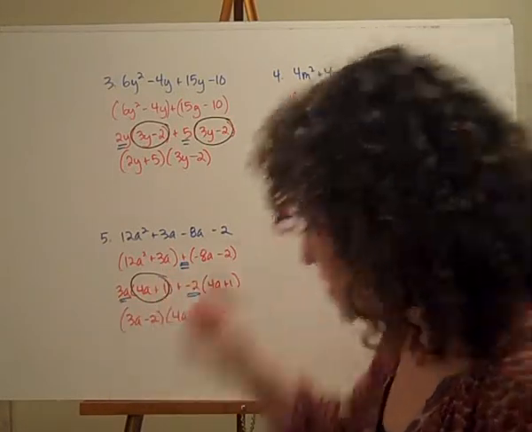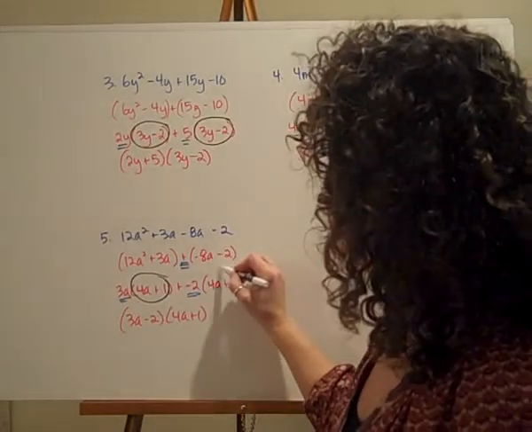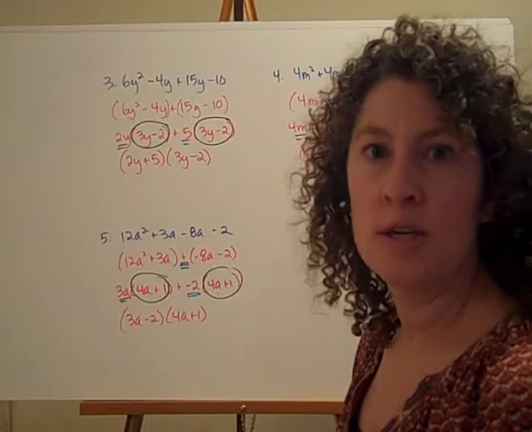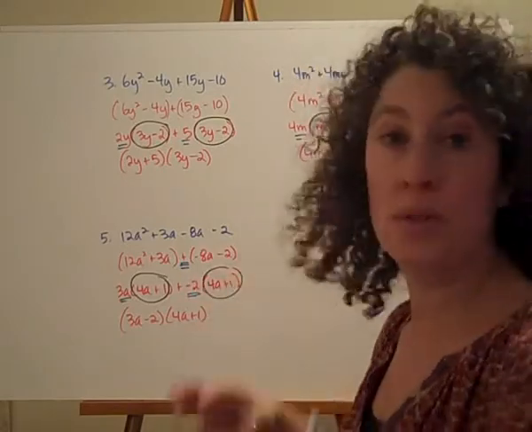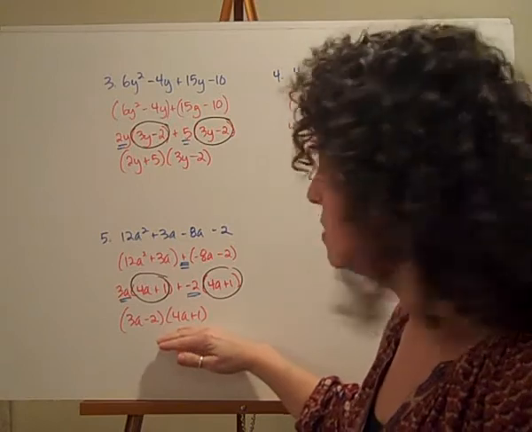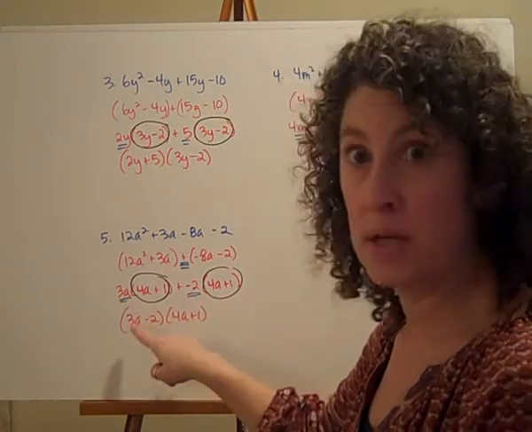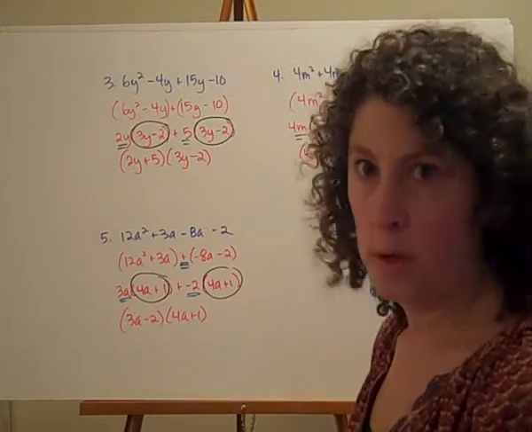So now that I've got my marker. Got it. All right, so now that I have my binomial twice, now I can put these together. So I can go 4a plus 1 is one of my binomials, and 3a plus the negative 2, so 3a minus 2 is my other binomial.